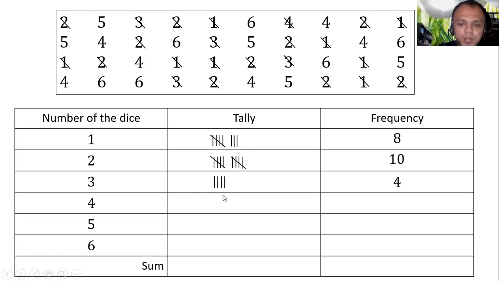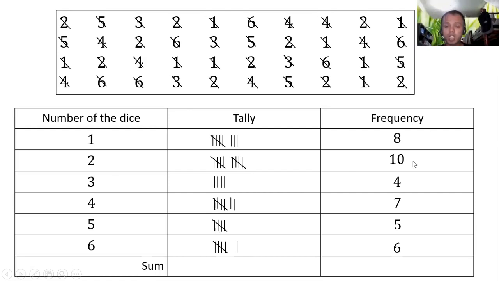For 4, we have 1, 2, 3, 4, 5, 6, 7. So we have 7. For 5, 1. Is there any more? 2, 3, 4, 5. So 5 here. For 6, we have 1, 2, 3, 4, 5, 6. So we have a frequency of 6 here.